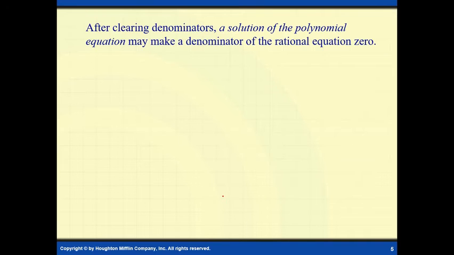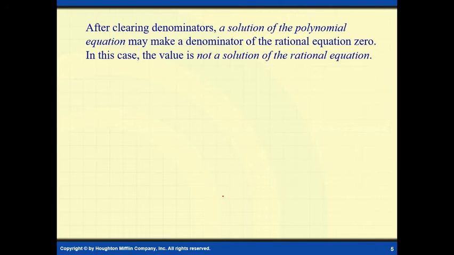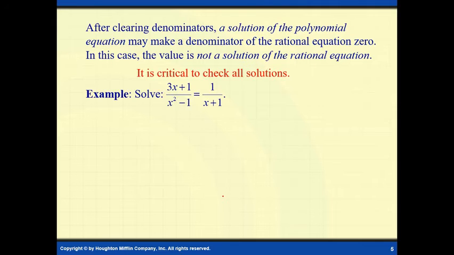Okay. Remember, after clearing the denominators, the solution of the polynomial equation may make a denominator of the rational equation 0. In that case, the value is not a solution of the rational equation. Okay, so it's always important to check your solutions. Let's take a look at this. Okay, we have an x squared minus 1. Well, how do you factor x squared minus 1? That's right, it's going to be x minus 1, x plus 1.